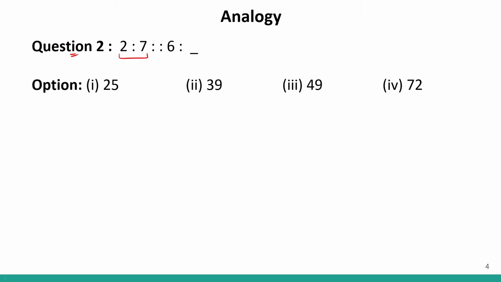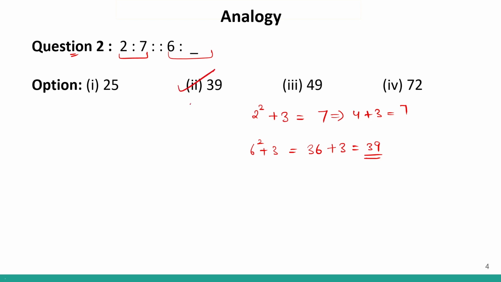How 2 and 7 are related. So if I see 2 and 7, 2 square plus 3 can give me 7, because 4 plus 3 will give me 7. Correct? So, can I do the same logic over here? 6 square plus 3. What is the value of 6 square? 36. Plus 3 will give me 39. Do we have 39 as an option? Yes. So, 39 will be the answer to this question.